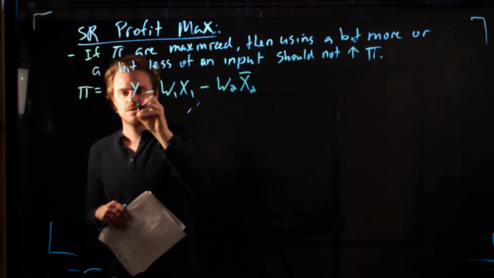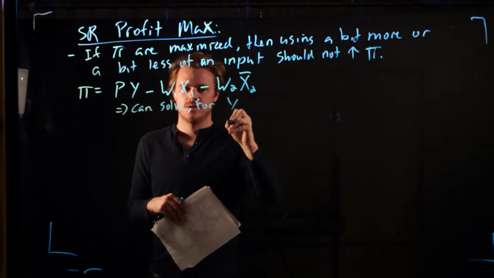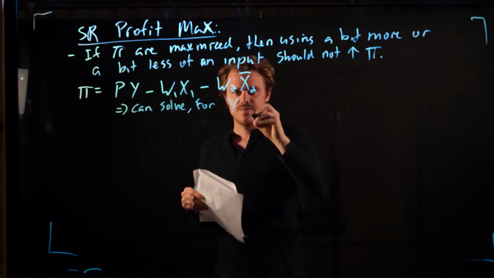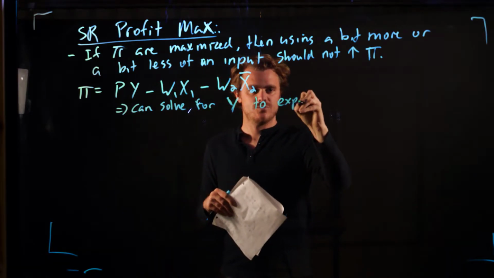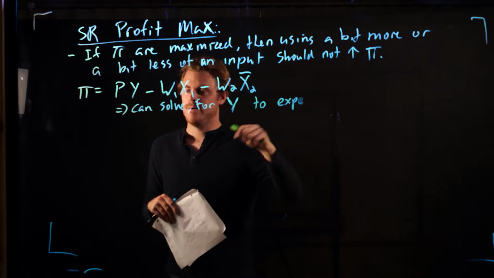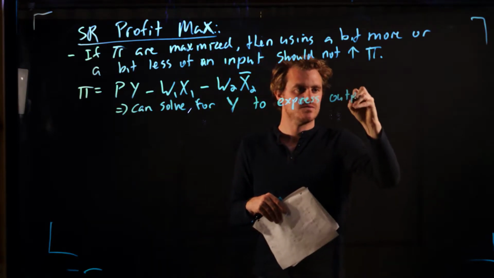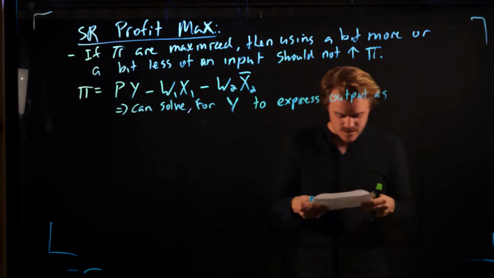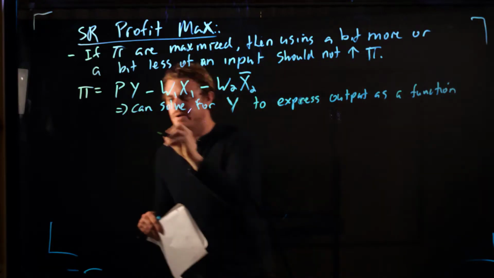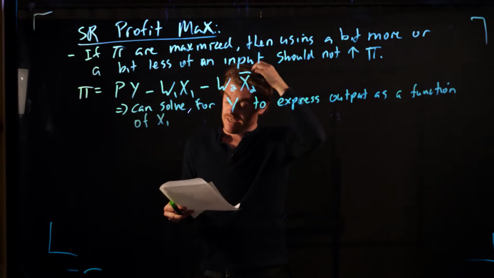So we can rearrange this. We can solve for the output, since we can rearrange this so it's Y equals something, if we want to express output as a function of X1 and profit, because pi can be kicking around there as well, right?